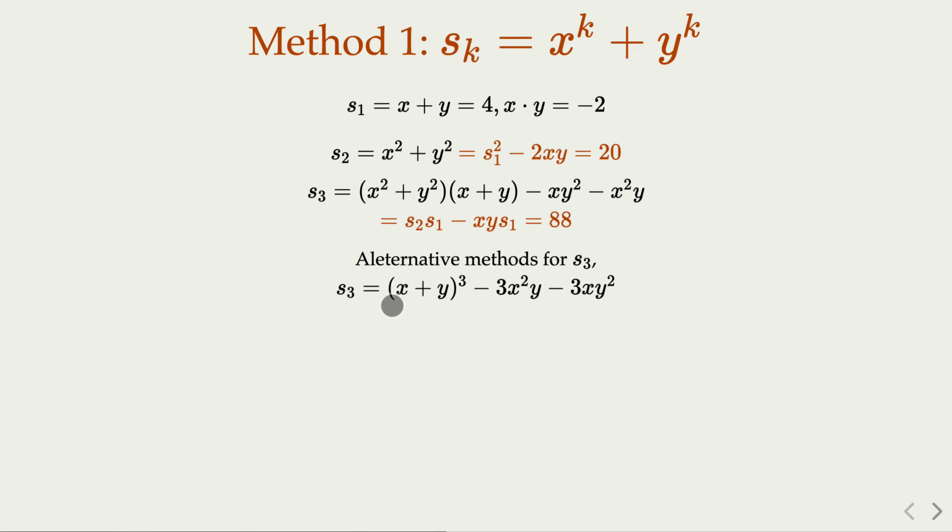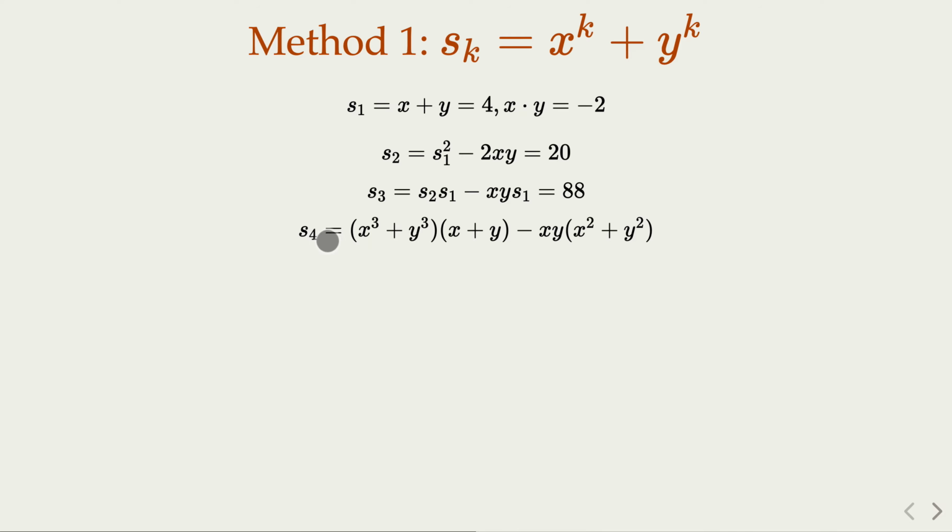Sometimes S3 can be calculated from this formula here, x plus y to the third power minus this extra term, which will give you the same result. All right. So here, this is also 88. Okay. So let's look at S4 now. S4 is equal to S3 multiplied by x plus y, minus the cross term, xy times S2. So that is 392.